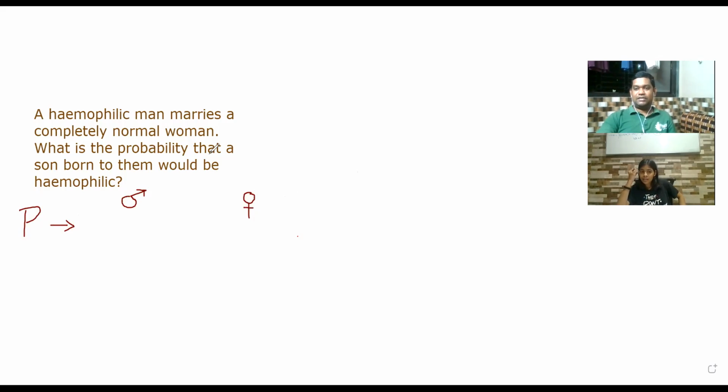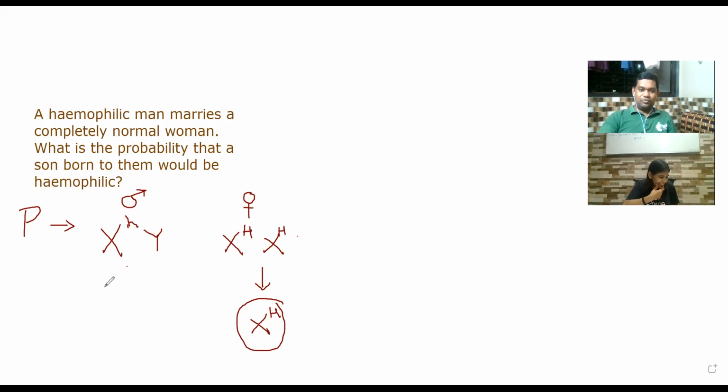Okay, let's see. The question is hemophilic man, so it is X with a small h and Y. Completely normal woman, so X capital H and X capital H. So here only one type of gamete, X with a capital H. Here there are two types of sperms, one with only the Y chromosome and the other with X and the small h. So fusion will happen, so it can be either X small h and X capital H.